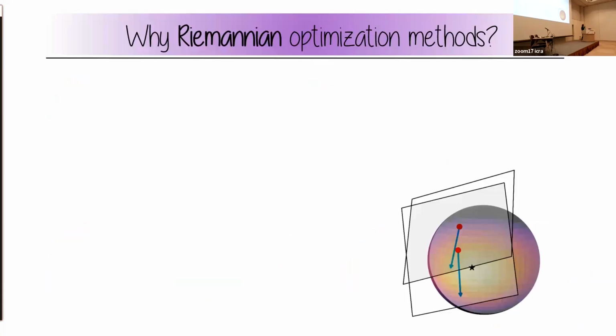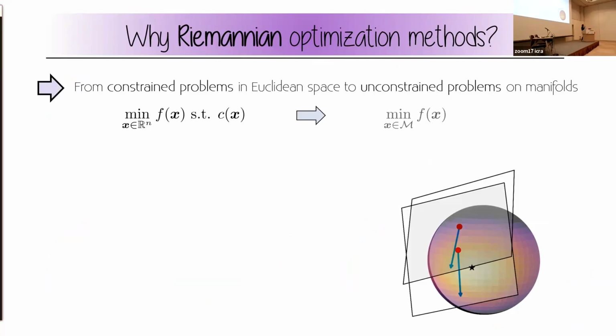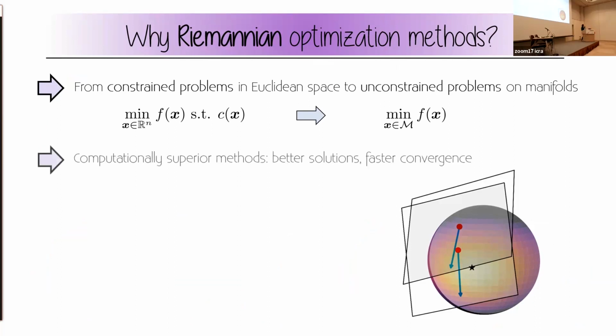Okay, so this explains why we are motivated to use Riemannian optimization methods. Basically, we want to go from a constrained problem in Euclidean space to an unconstrained problem on a Riemannian manifold. And those Riemannian optimization methods are computationally superior in the sense that they give you better solutions and they converge faster, with better properties than constrained optimization methods.